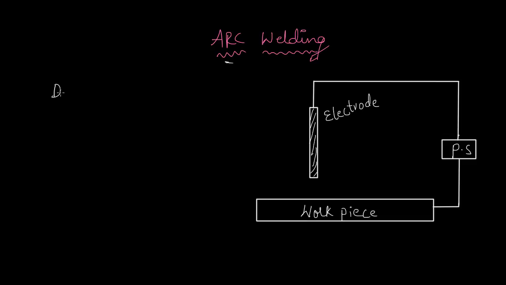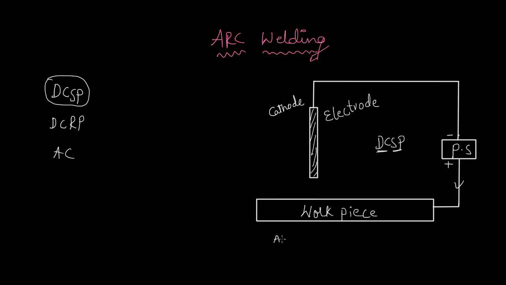three types: DC straight polarity, DC reverse polarity, and AC current. To explain this, I am taking DC straight polarity as an example here. So what does DC straight polarity mean? DC means direct current. Straight polarity means when I connect the negative terminal with the electrode, then that is called DC straight polarity. That means the positive terminal is connected with the workpiece. So the electrode will act as cathode and the workpiece acts as anode.